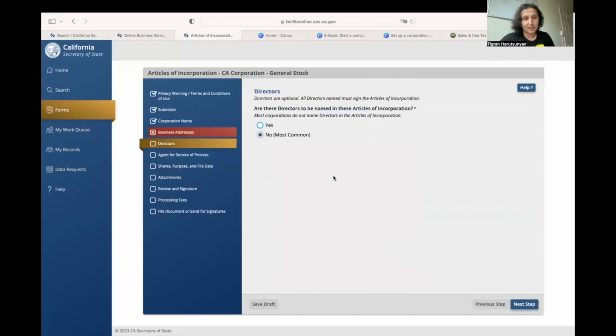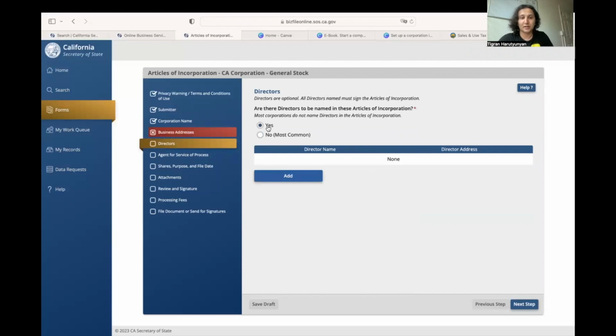Directors. Now, you may or may not choose to name directors. So if you say yes, you click add and you just put the director's information. A director is someone who makes decisions for the company, right? And you can always amend it later. You can always edit later if you want to. We generally recommend, especially if it's a small, one person owned company, if it's a startup, just name yourself as the director of the company.